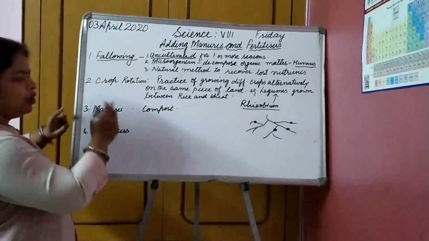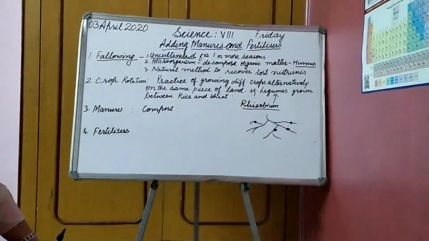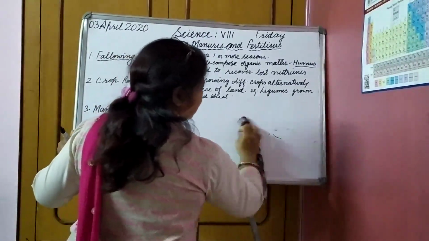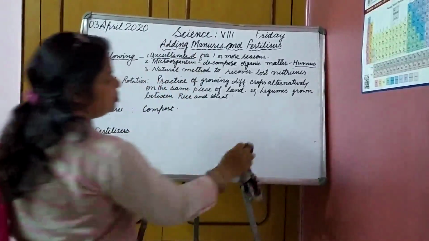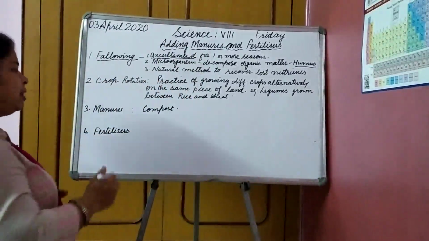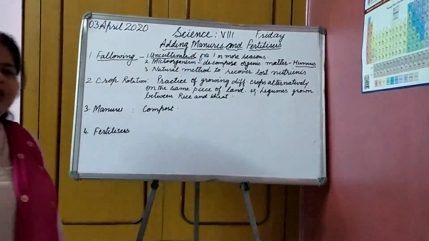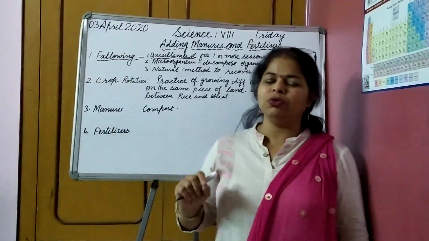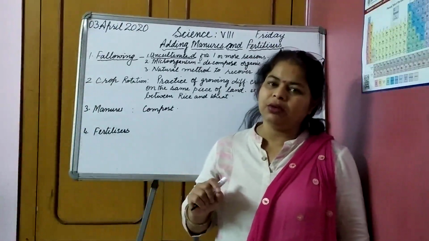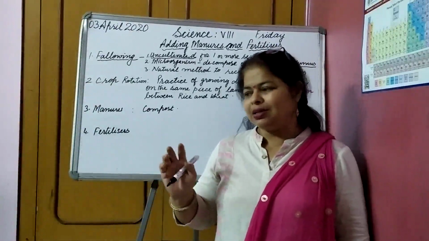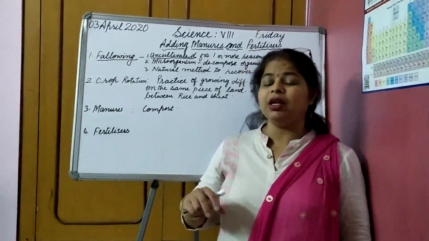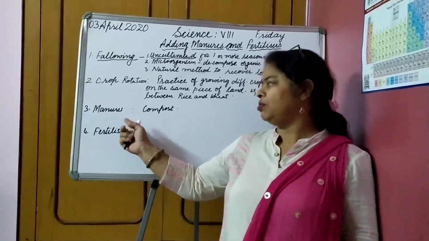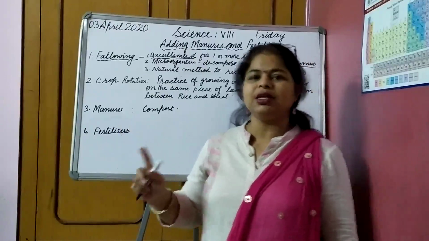Then comes manure. Let us discuss manures. What do you mean by manure? You have studied this in previous classes. Manure is dead, decomposed organic matter. You might have seen in villages, or nowadays there is a culture of creating compost. Compost and manure are one and the same thing.